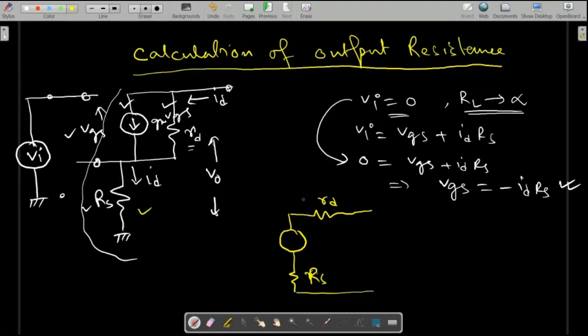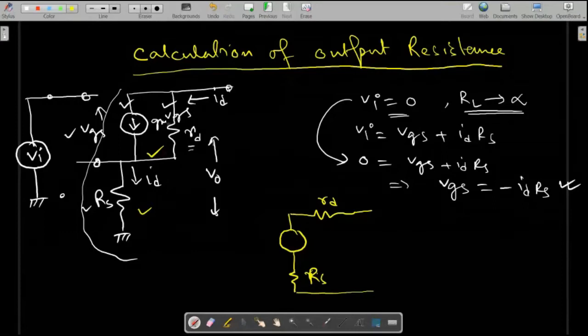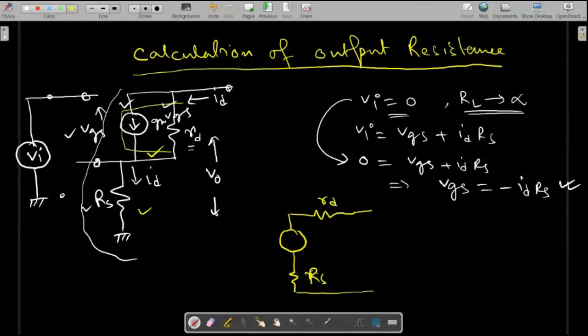So we just transform this one, a current source with parallel resistance. This block is represented by using a Thevenin equivalent circuit, that is a voltage source with series resistance. But what will be the value? The first thing is to see the direction. The current is flowing from this point to this point, in the downward direction. So this one will be minus, this one is plus.